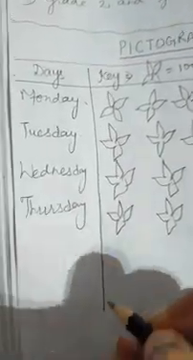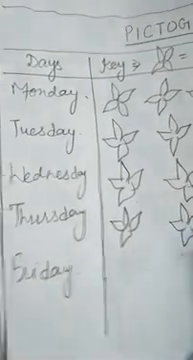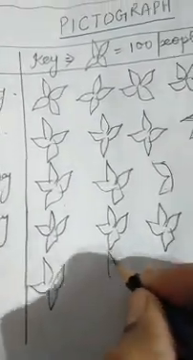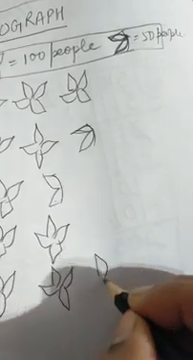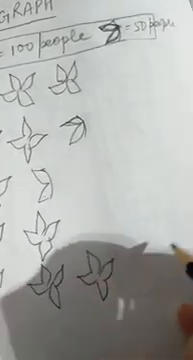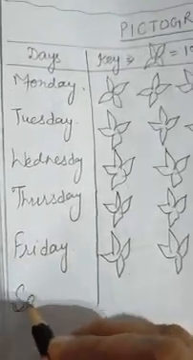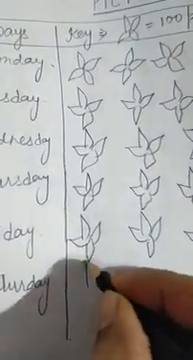Yes, after that Friday, 500. Yes, so here we will draw 5 flowers. One, two, three, 4. Yes, 5 flowers. Then after Friday, Saturday is there. Saturday there is 550. So firstly 5 flowers means 500.